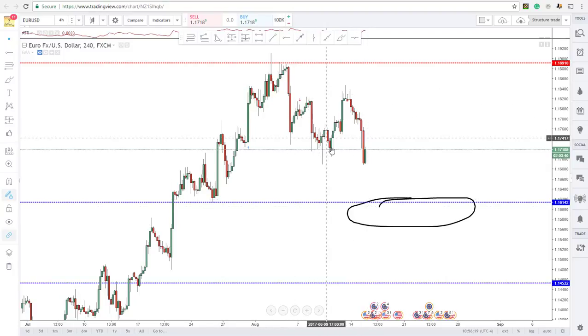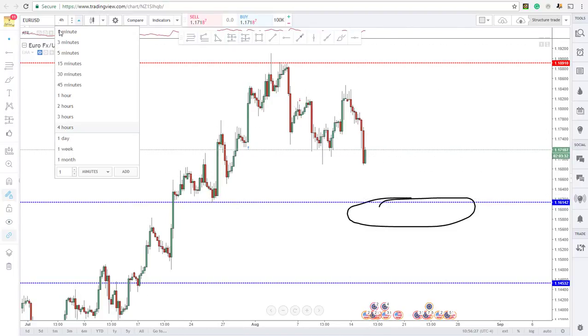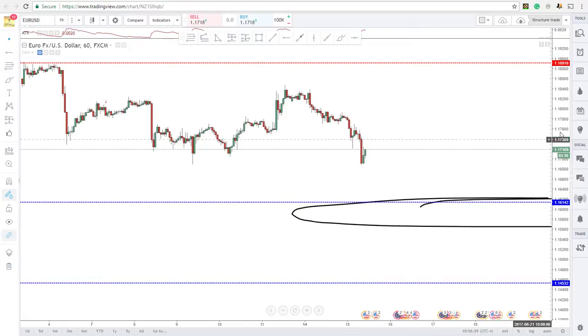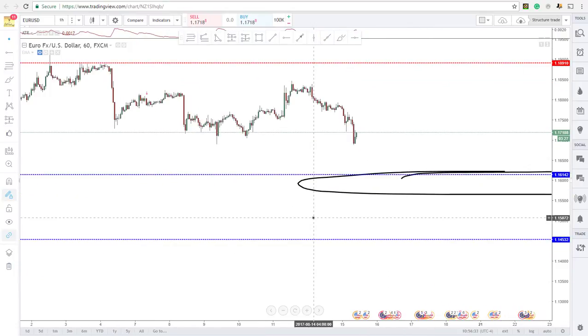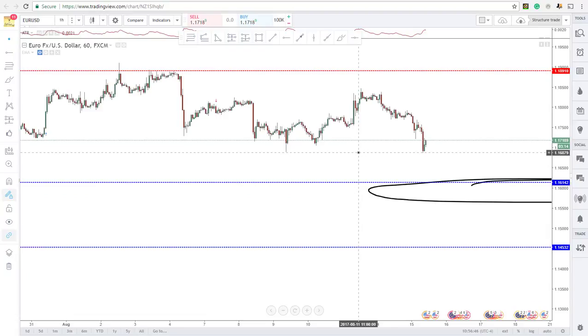We've had some impulsive moves down so far. That leads me to believe that we'll continue down to this level. So I'll be paying attention here on the 4-hour and even down on the hourly chart for some reasons to get involved, going short on this euro dollar. So that's what I'm looking at, and that's what I'm looking for at the moment here on the euro dollar.